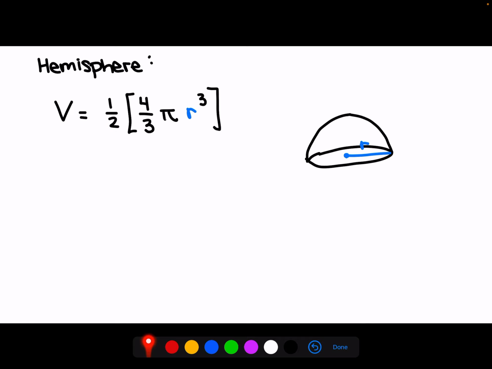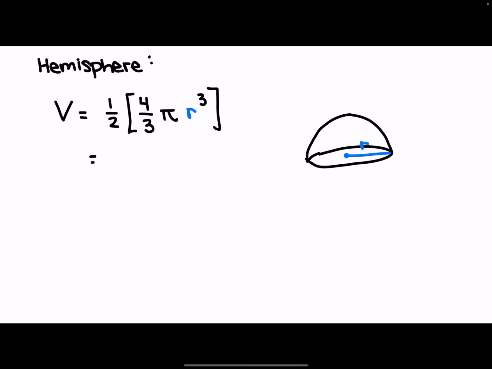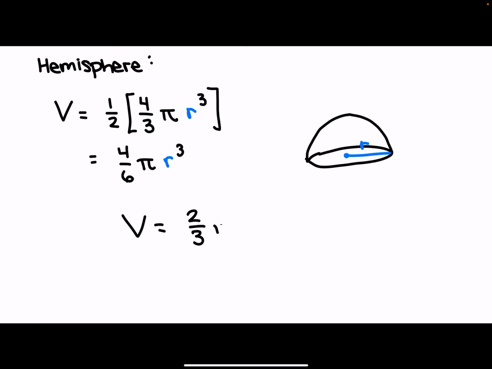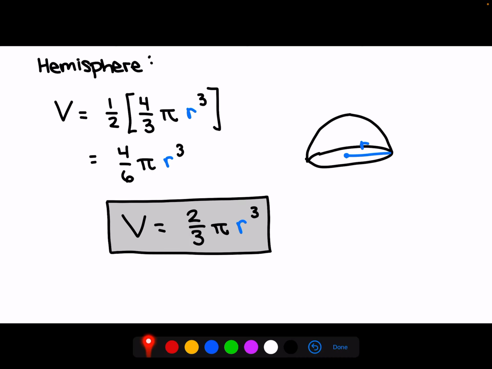Now, when we're multiplying by fractions, we multiply straight across. So 1 times 4 is 4. 2 times 3 is 6. So we're left with 4/6 times pi r cubed. Of course, I can reduce down 4/6. That can reduce down to 2/3. Therefore, the volume is equal to 2/3 pi r cubed. That is the volume for any hemisphere. And again, it's just the amount of space that a hemisphere takes up. So again, with any radius, we'd be able to plug in and find that volume right away.